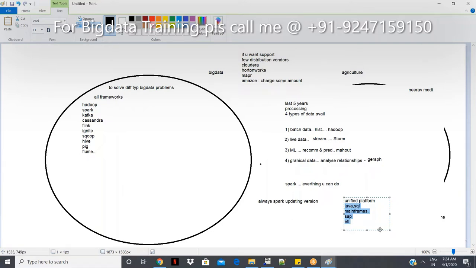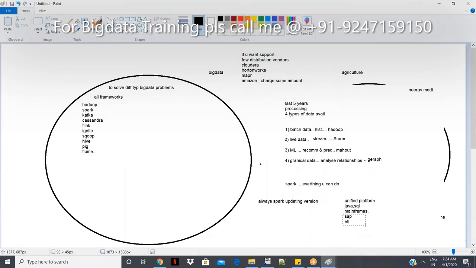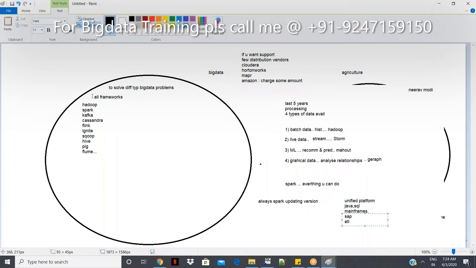ETLs are expensive. Instead of paying too much, SAP HANA is also expensive. Instead of paying a huge amount of money, if you use Apache Spark, everything is open source, no need to pay even 1 rupee. It is cheap and best. Why should I switch to other ETL technologies or SAP or any other thing? Everything you can do with the help of Spark. Why do I want this?